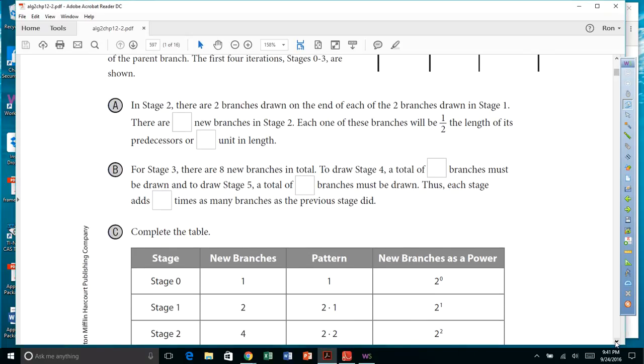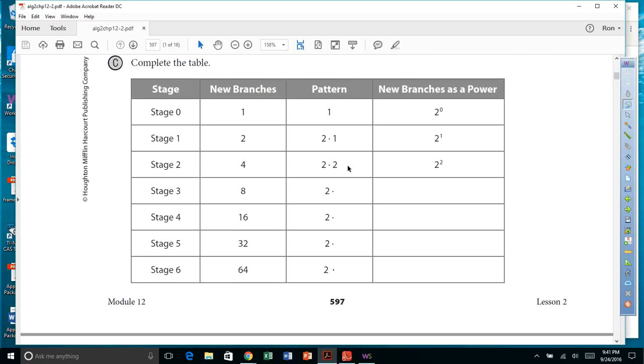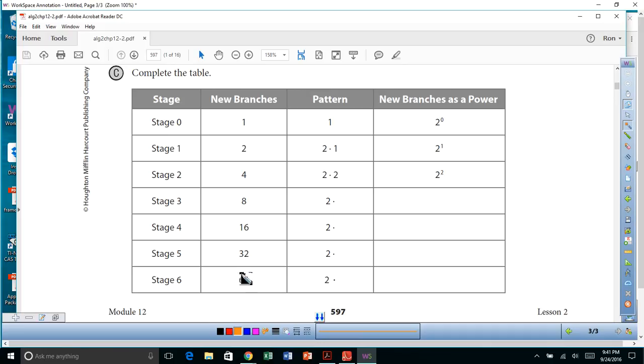Complete the table. Stage 0, 1 branch. Pattern is 1. And new branches would be 2 to the 0. Well, 2 to the 0 power is 1. Stage 1, 2 times 1, 2 to the first power. Stage 2, 4. 2 times 2, so that's 2 squared.